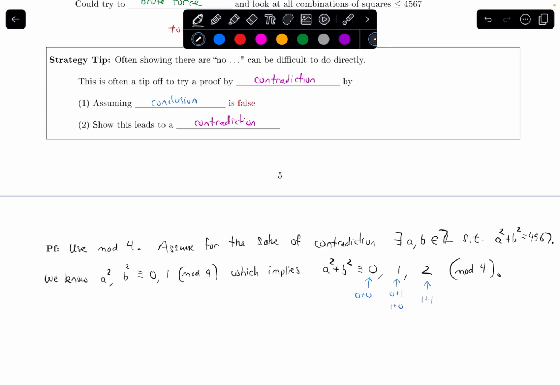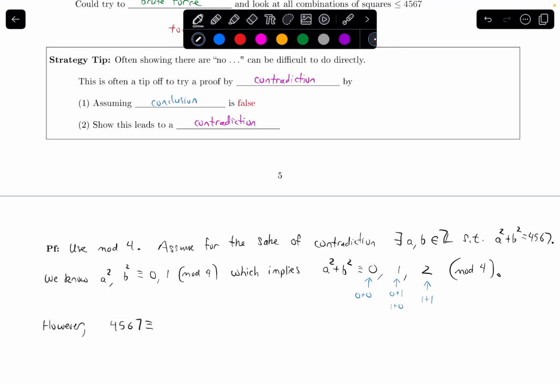So I'm really hoping that 4,567 will be congruent to something else, because if it is, we get a contradiction. All right, so let's check that. However, if I look at 4,567, what is that congruent to in mod 4?